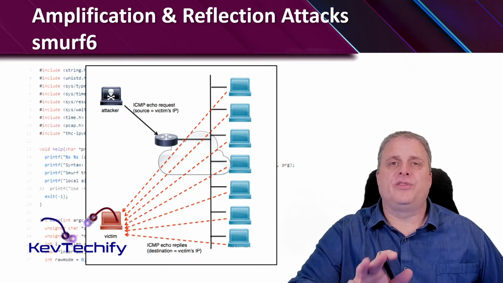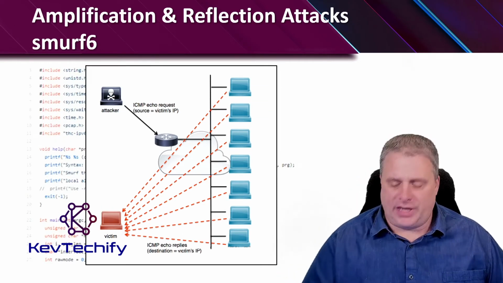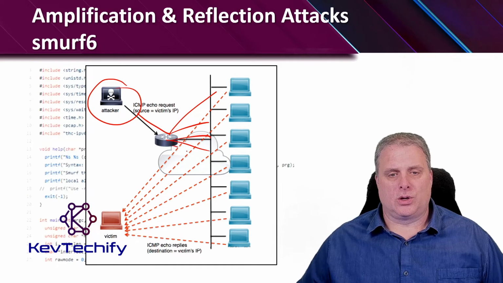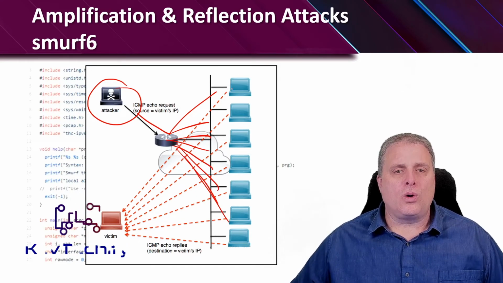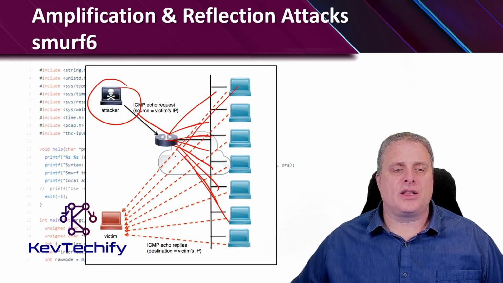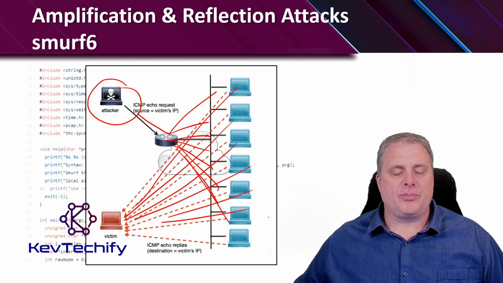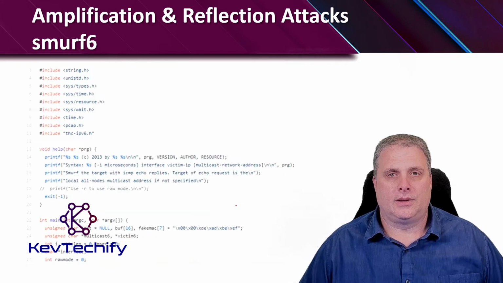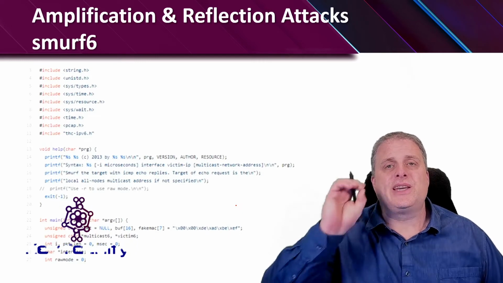A good example of this is a tool called Smurf6. It's the amplification where our attacker sends that message out to many hosts. So they amplify the message going out, and then those hosts reflect the response all back to a victim. And so that's where the amplification and reflection is. And Smurf6 is built using Python.